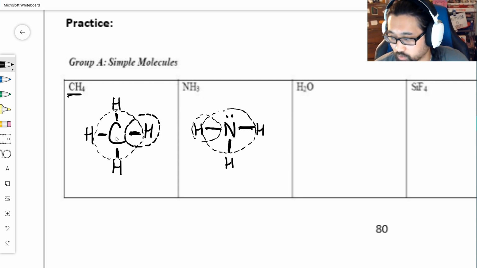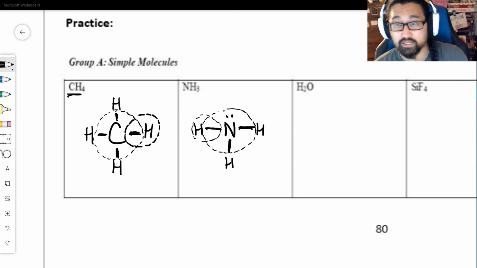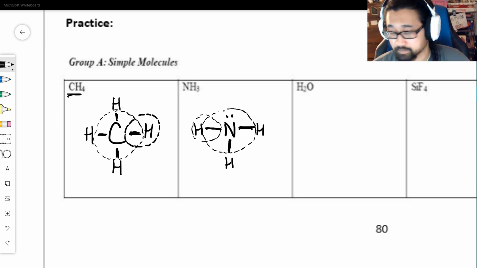Now CH4, for reference, CH4 is methane gas. That's what we use in the lab. That's methane, it's a natural gas. That's what we use in the Bunsen burner. NH3 is ammonia. Ammonia is a very common cleaning supply. Yeah, it's a cleaning supply. You know the smell. If you kind of recognize it, it's not the bleach smell, it's the other smell. But anyway, that's what that looks like.